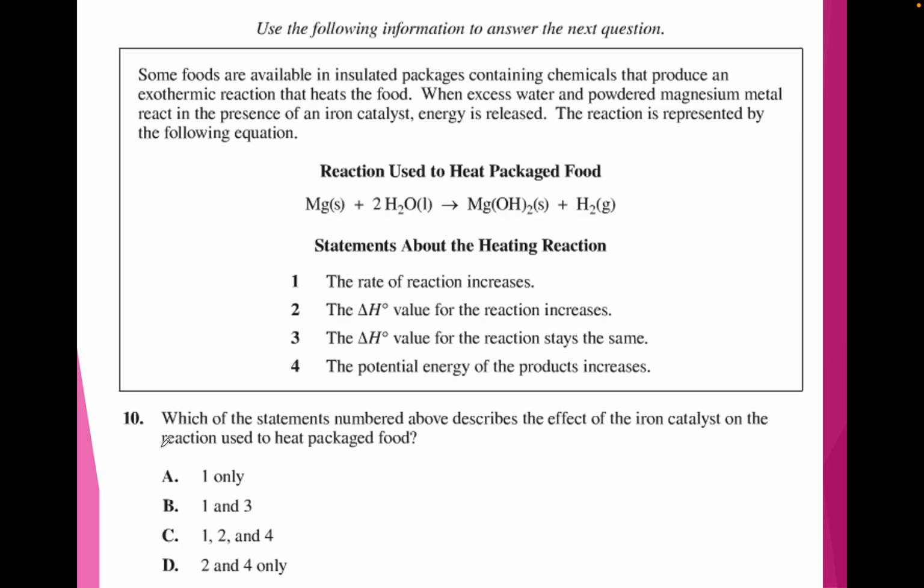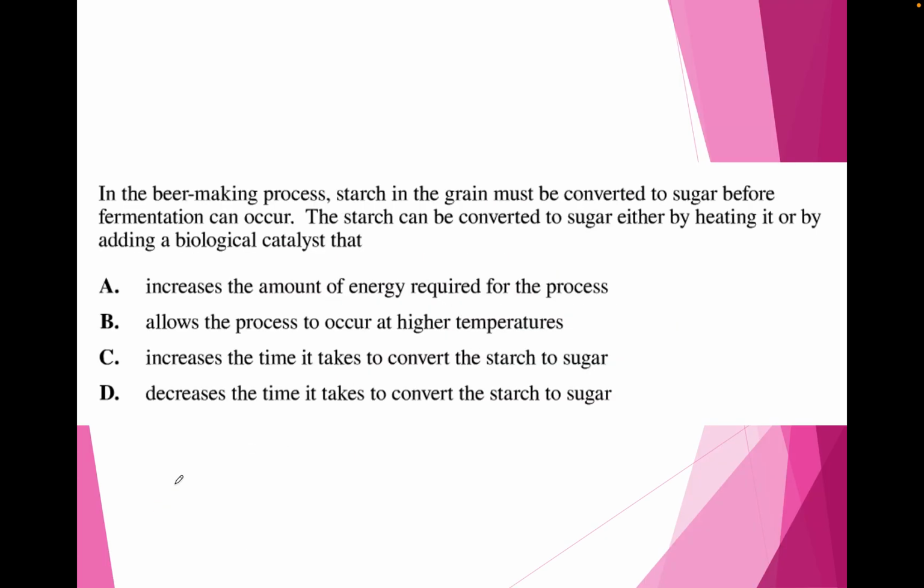Another similar question about a catalyst, just going through it. So we have that same reaction, and then it says if we read this a little closer, if you added that iron catalyst to this reaction, what would happen? Well, the rate of the reaction would increase. Yes, it would happen faster. Delta H increase, it would not. Delta H is not affected. It stays the same. And then the potential energy of the products increase, that is also not true. So it looks like here your answer is 1 and 3, which gives B.